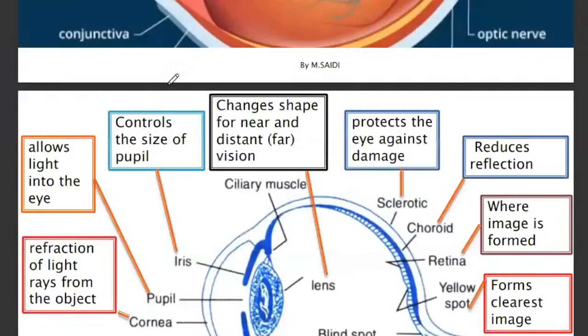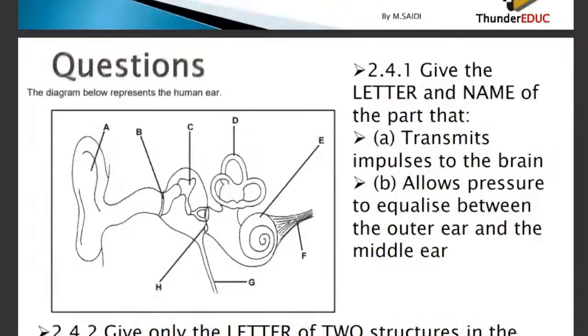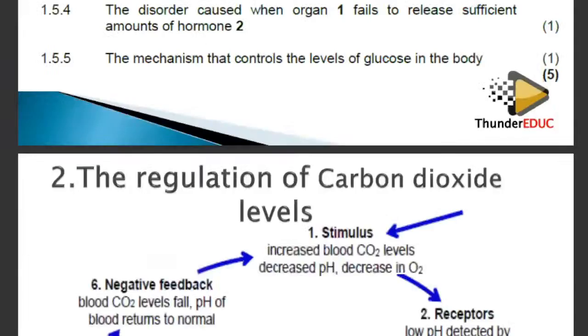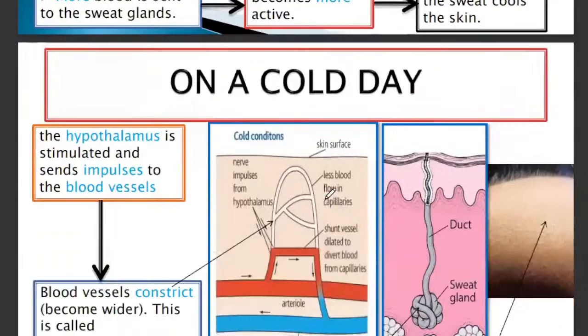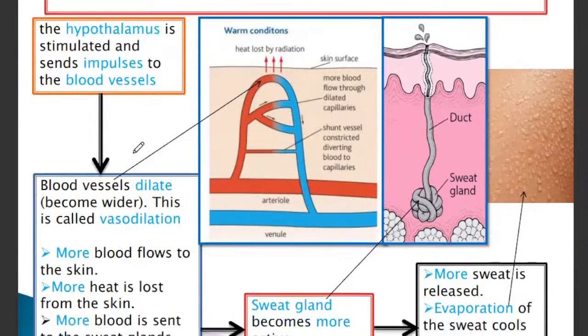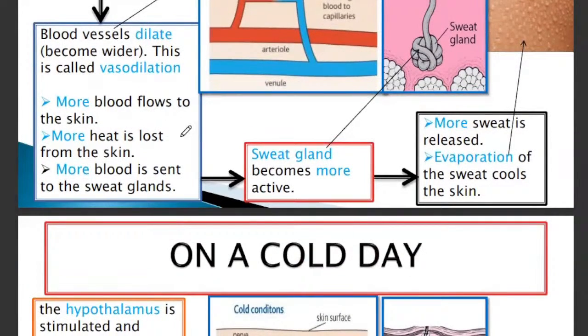If you check our distinction material book, you will always get the answer there. We covered it in homeostasis. This is a cold day, and this is a hot day. The hypothalamus is stimulated and sends impulses to the blood vessels. The blood vessels dilate, they become wider. This is called vasodilation. More blood will flow into the skin, and more sweat is lost. More sweat is sent to the sweat gland, the sweat gland becomes more active, and more sweat is released.